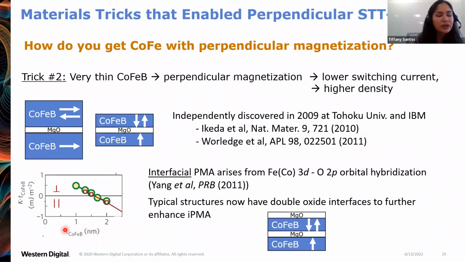So you can see here, this is anisotropy versus cobalt iron boron film thickness. And as you thin down, you get a crossover at about 1.5 nanometers between in plane and perpendicular magnetization. And then in conventional STT-MRAM stacks now, it's typical that we use an MgO cap layer as well as the MgO barrier, so that there's MgO at both interfaces of the free layer to further enhance this interfacially generated anisotropy.